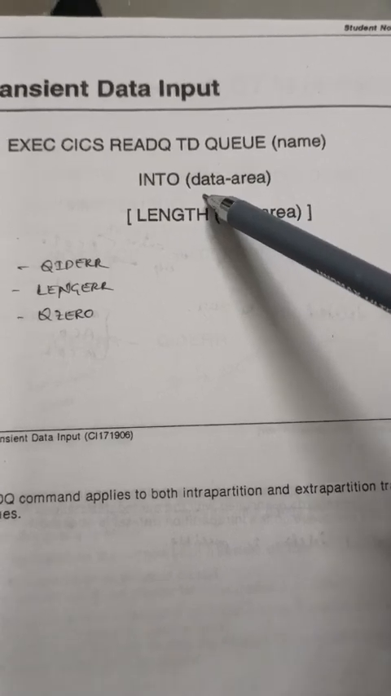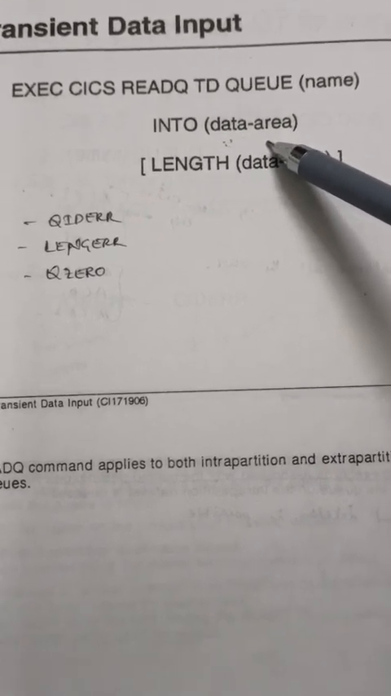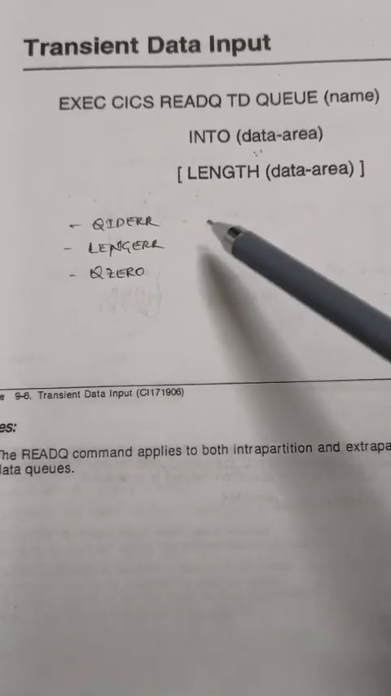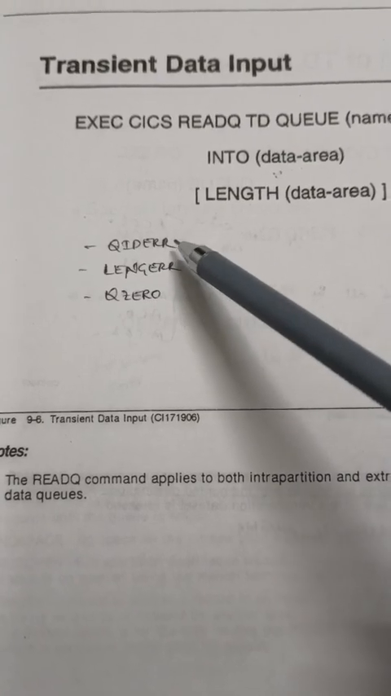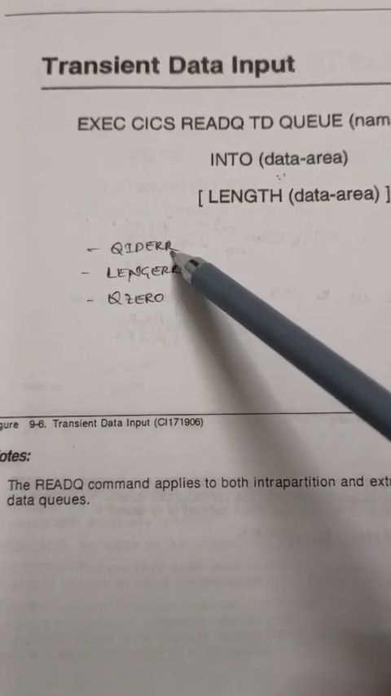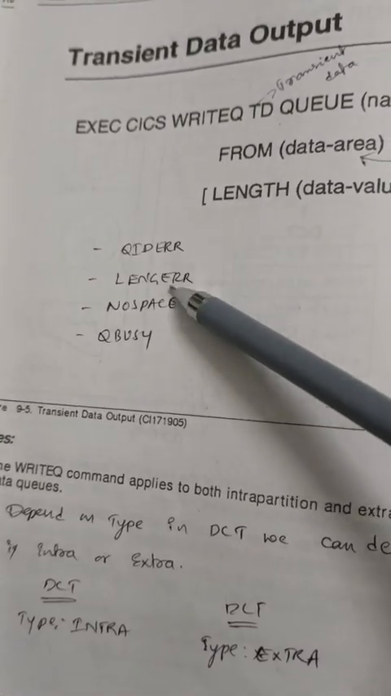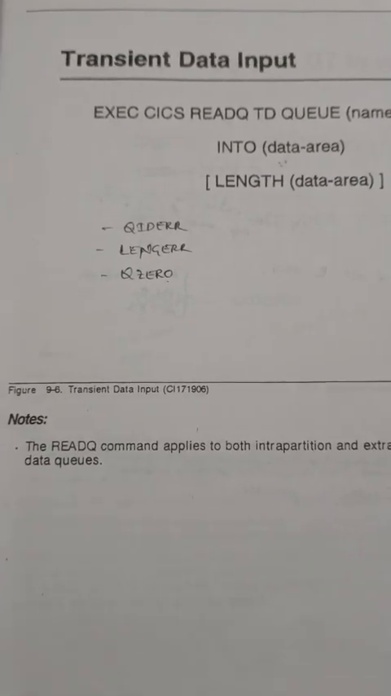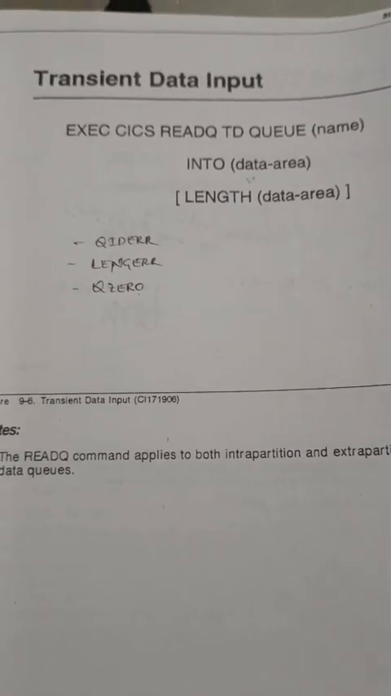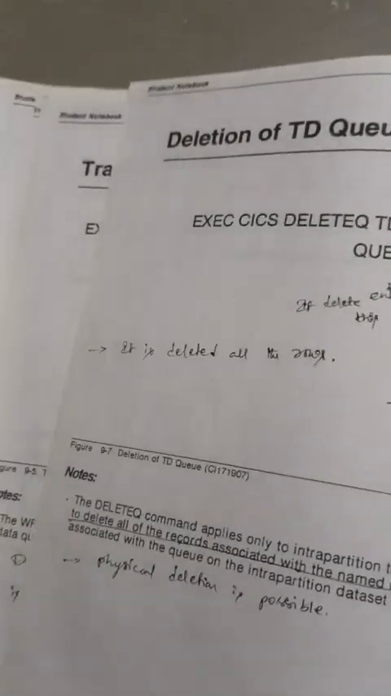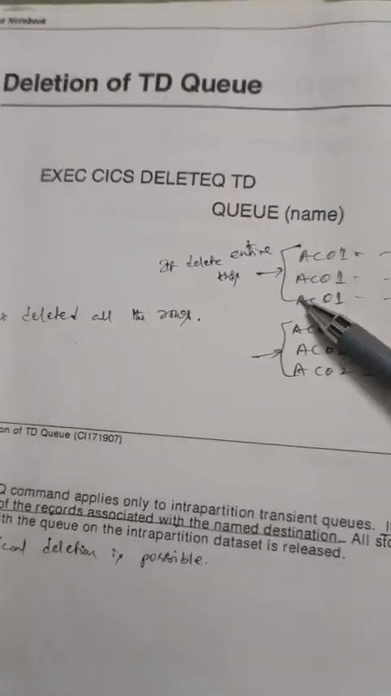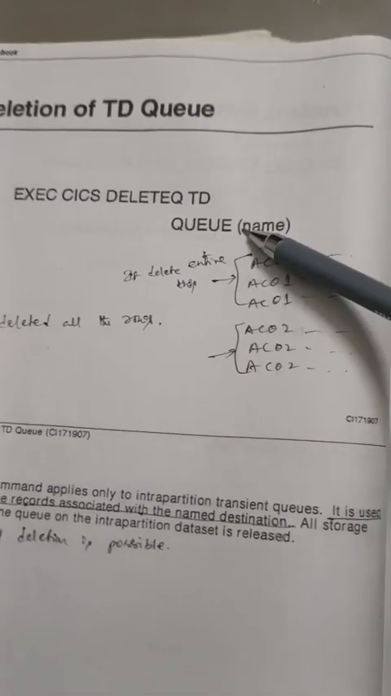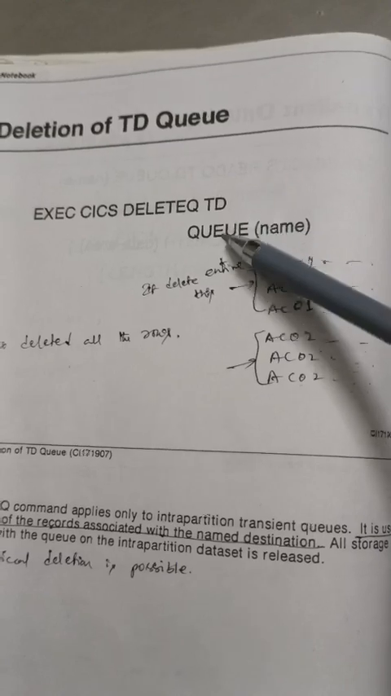After reading, you are going to read into a place, from which working storage area, and then this is the length option, and these are the exceptional conditions. You can see the QID error and length error, QZERO in read queue, but the write queue has QID error, length error, no space and Q busy. And this read queue is also the same, as we told, for both intra and extra partition transient data queue. Similarly, we have a delete command for the queues: delete queue, TD and queue name.